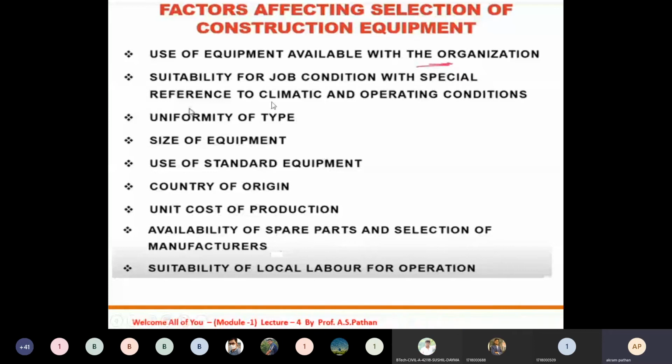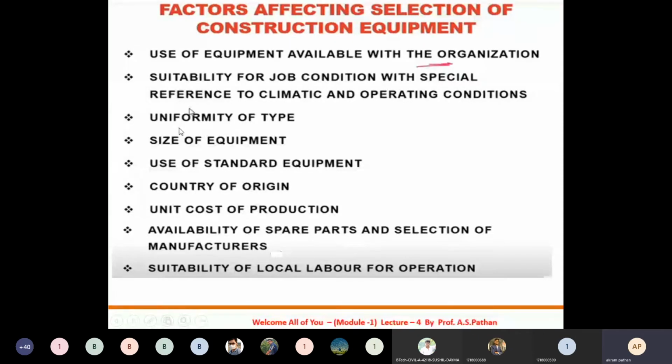The first factor is use of equipment available with the organization. Then the second factor, suitability for job condition with special reference to climatic and operating condition. For example, if you want to hire equipment for the construction of an apartment, which factor should be considered? That again is a thinking matter. How many columns will be there, how much excavation per hour we have to do. So a lot of factors we have to consider while selecting the equipment.